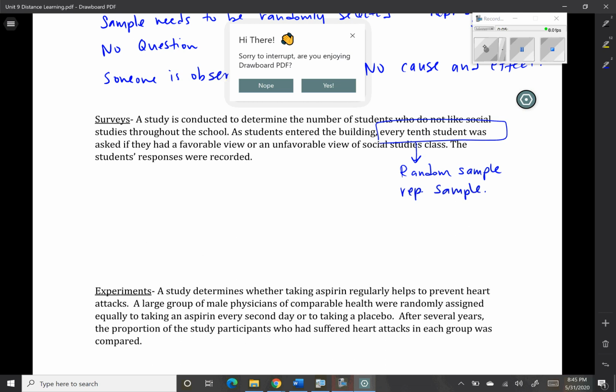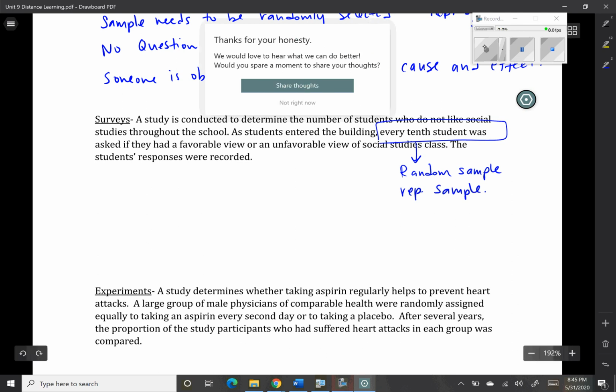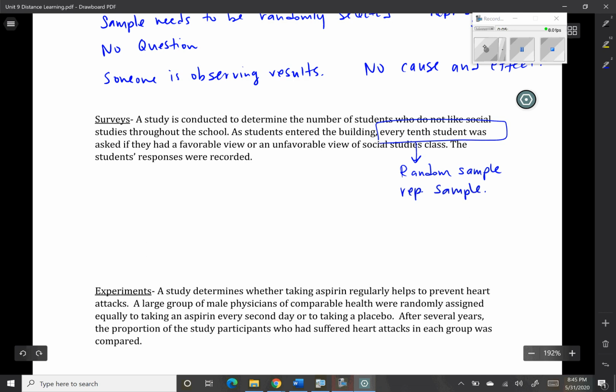It then says the students' responses were recorded. So it says this word, asked. So surveys ask questions. The statistician is literally interfering with this person's day. They're saying, hey, can I stop you and ask you a quick question, whether or not you like social studies at Cornwall Central High School? Right? So they're getting in this person's way and asking an actual question.